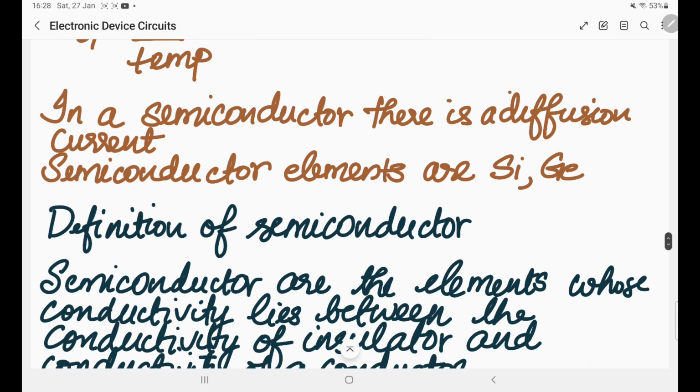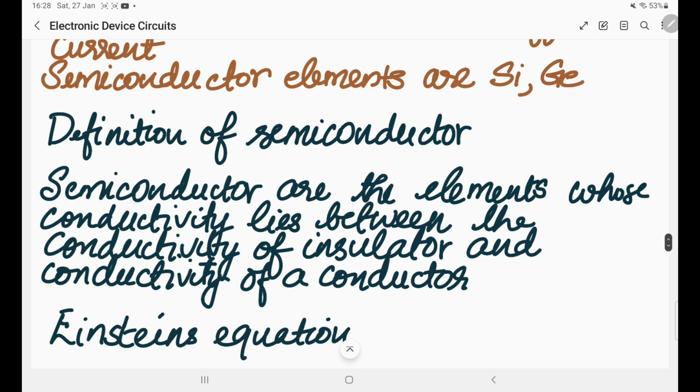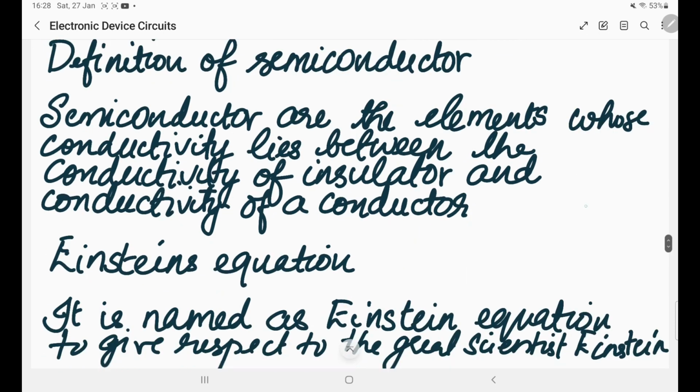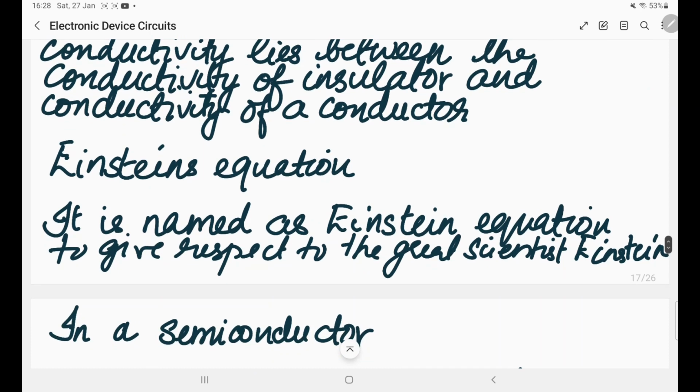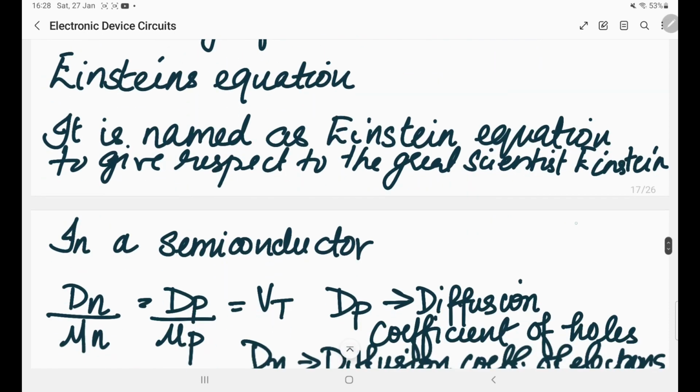Okay, now let's define semiconductors. So what is a semiconductor? Semiconductors are the elements whose conductivity lies between the conductivity of an insulator and the conductivity of a conductor. Okay, so we are going next to Einstein's equation. It is named Einstein's equation out of respect for the great scientist Einstein.